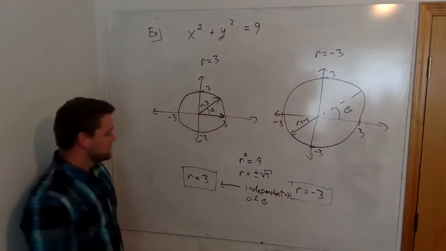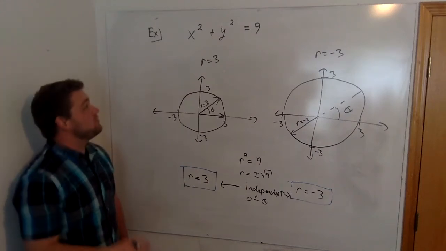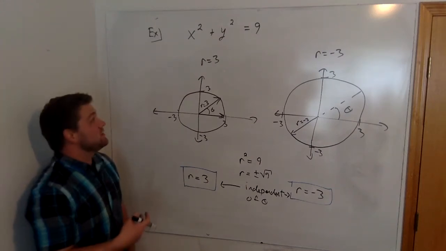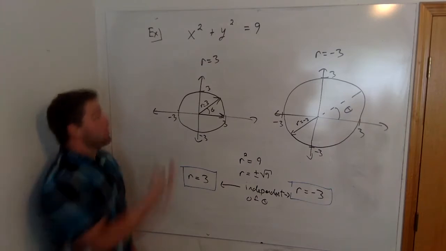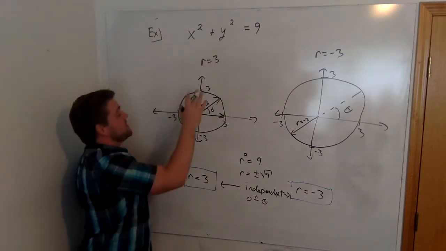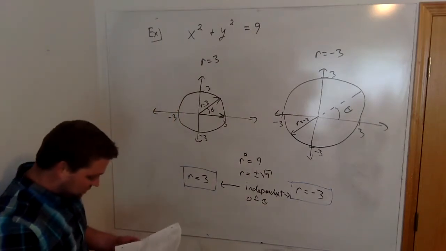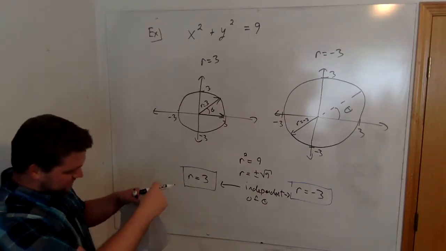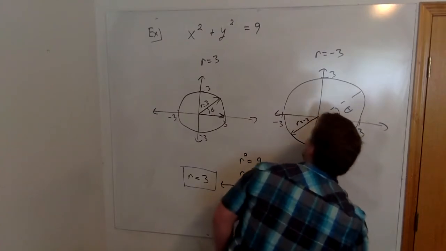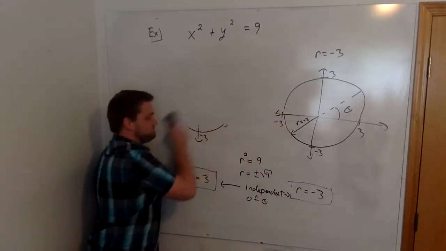So pretty cool. So x squared plus y squared equaling 9, an equation in rectangular coordinates, has a very simple representation in polar coordinates. Cool. Okay, let's do some more. We're just going to kind of play around.